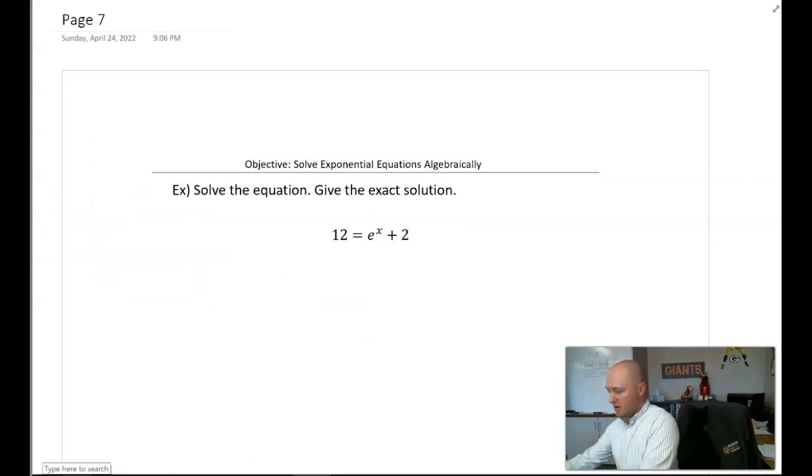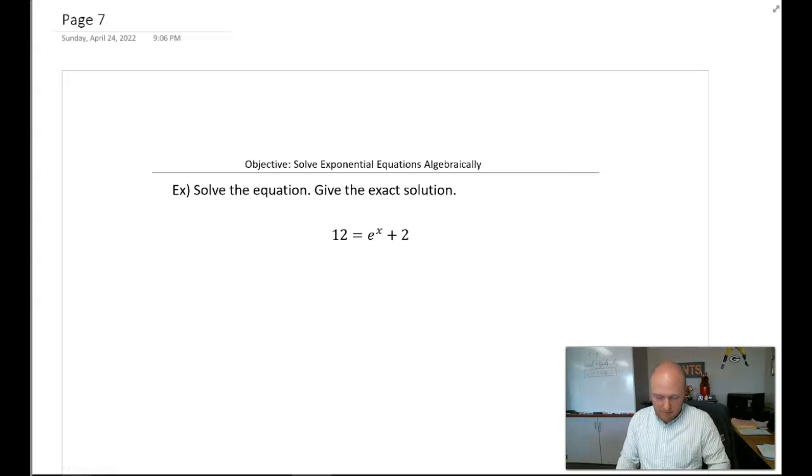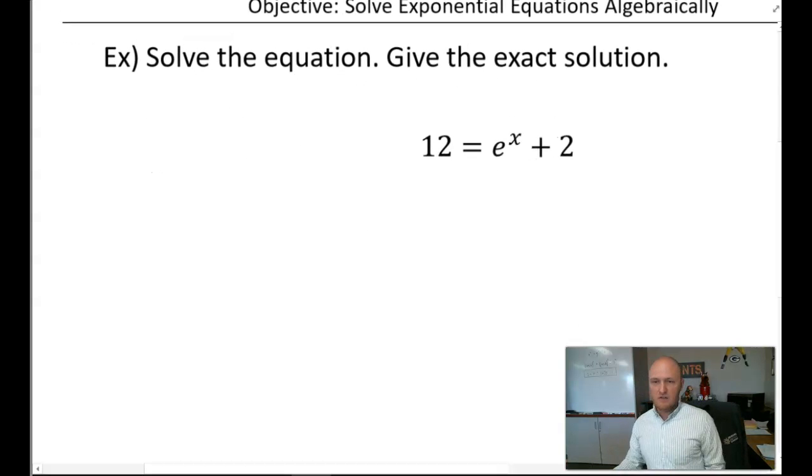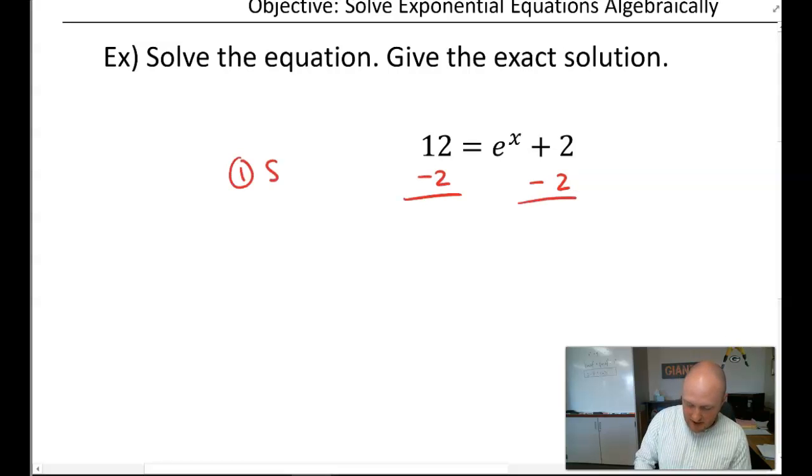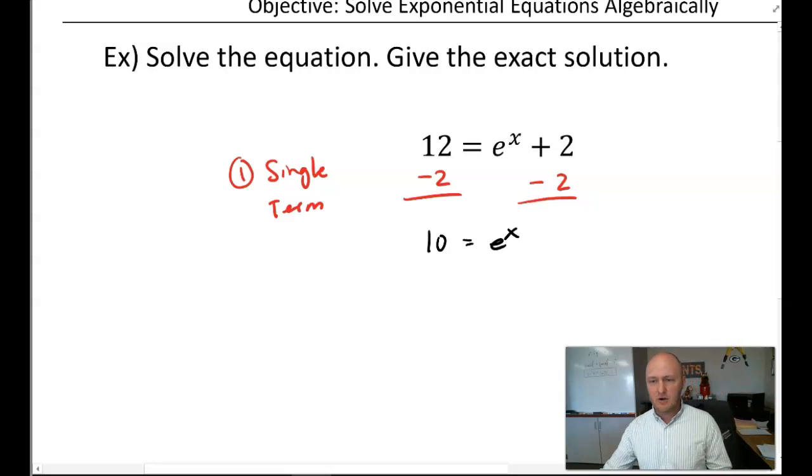All right, so here is our first example. We have 12 is equal to e to the x plus 2. I'm going to subtract 2 on each side because I want a single term on each side. So we get 10 is equal to e to the power of x.